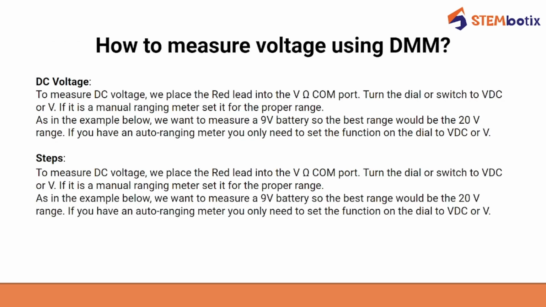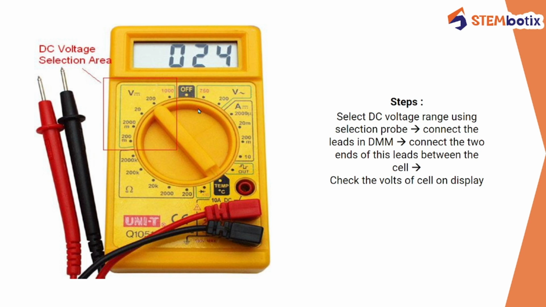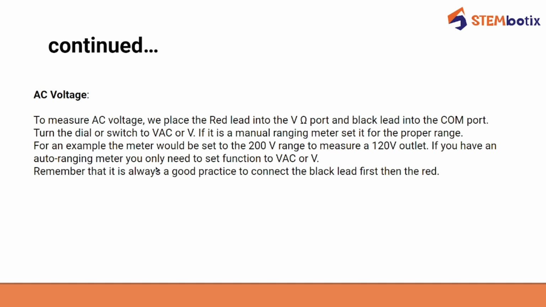Now here we want to measure AC voltage. Then we will have to turn the selection probe over here to the AC voltage panel area. For example, the meter would be set to the 200 volt range to measure a 120 volt outlet. It means if you have a device which has an output voltage of 120 AC, then you will have to select the range of 200 volts.